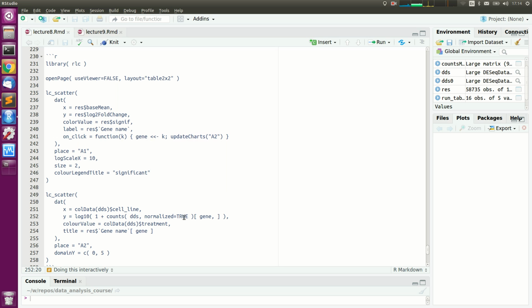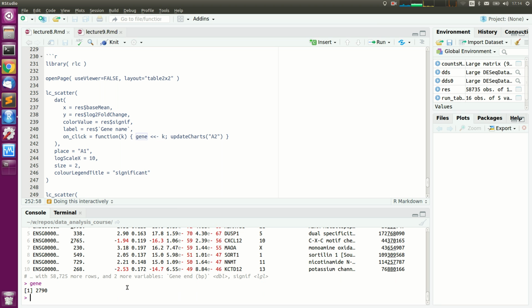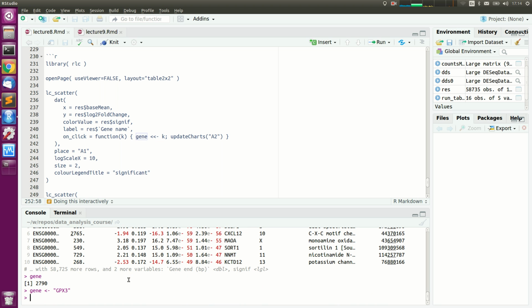Here this says we should look in the count matrix at the position gene. Now what is gene? If I say gene, then it tells us the number of the gene we've last used. I can also, if I remember right, give it a gene name and not just a number, which in that case would be GPX3. And now the next time it reads this thing, it will read off the line corresponding to GPX3.